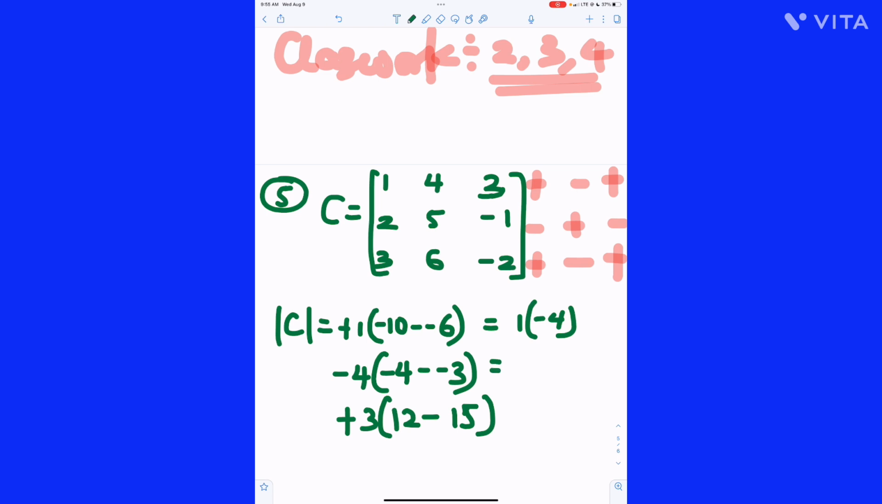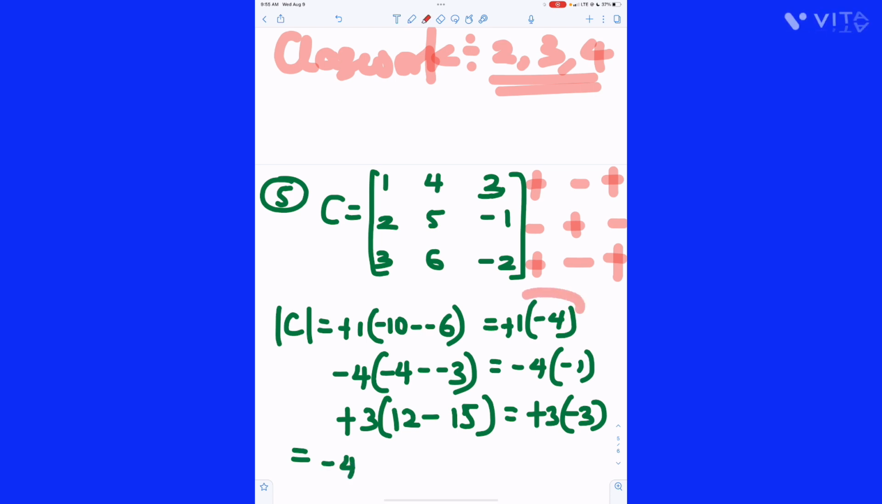This is what? Minus 4. Minus 4 times minus 4 plus 3, that's minus 1. Then this is what? Plus 3 times 12 minus 15, minus 3. So my answer is minus 4.